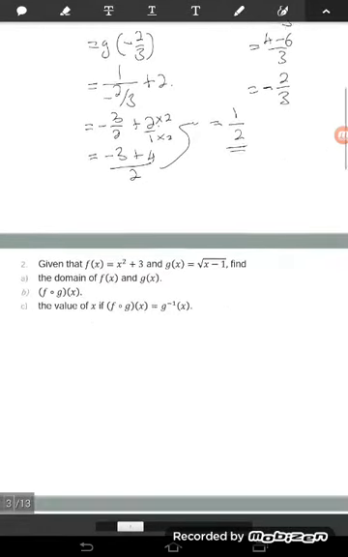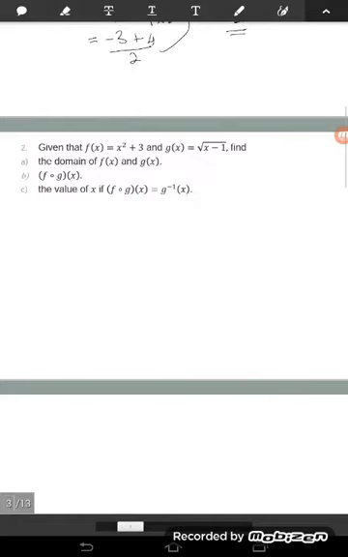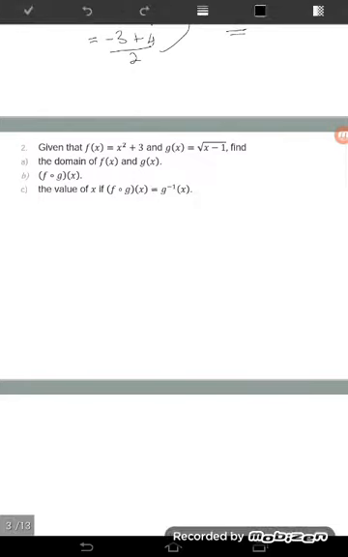Okay, next, number 2. Given that f(x) is equal to x squared plus 3 and g(x) is equal to square root of x minus 1, find the domain of f(x) and g(x). So A, domain of f(x). f(x) is a polynomial function. So for a polynomial function, the domain is always real numbers. Okay, so the domain of f is real numbers.